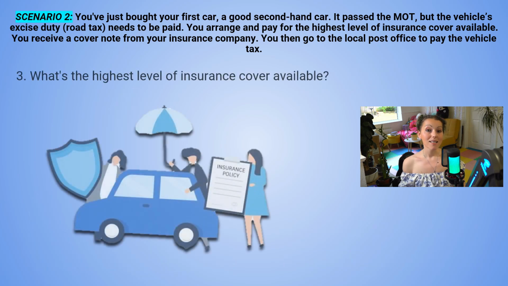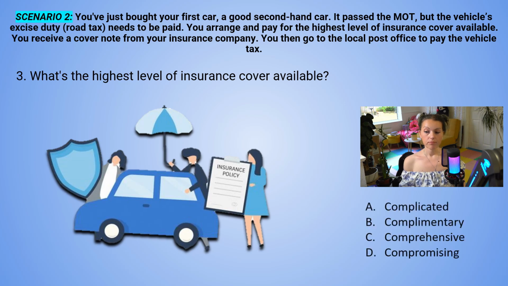What is the highest level of insurance cover available? A. Complicated. B. Complimentary. C. Comprehensive. Or D. Compromising. And the correct answer is C. Comprehensive. Next question.